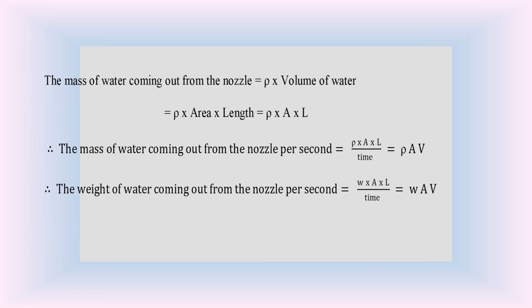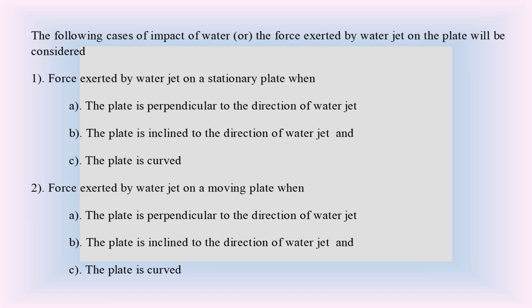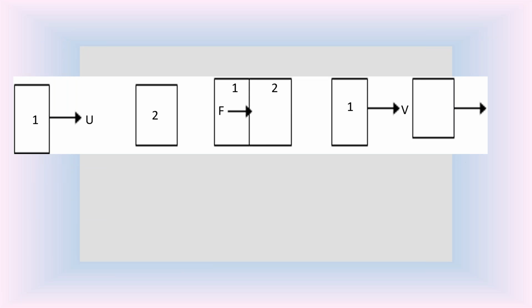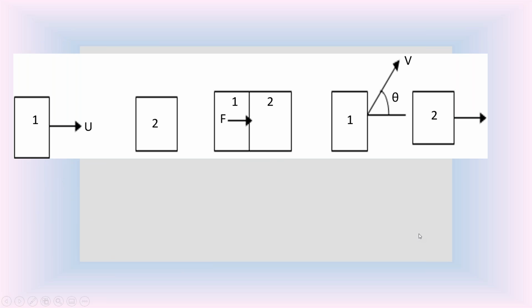Then coming to the second condition in Newton's second law of motion. Check that second condition. This is the second condition. In that second condition, the first body moving with velocity u hits the second body. At the time of hitting, the first body applies the force F on the second body. After hitting, the first body moves with final velocity v in the inclined direction.